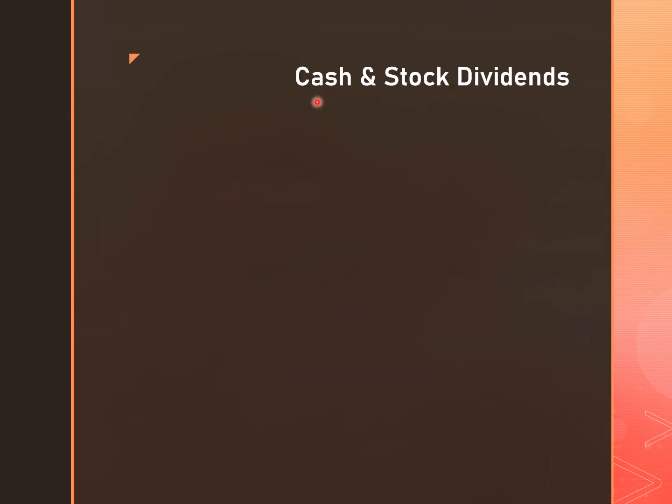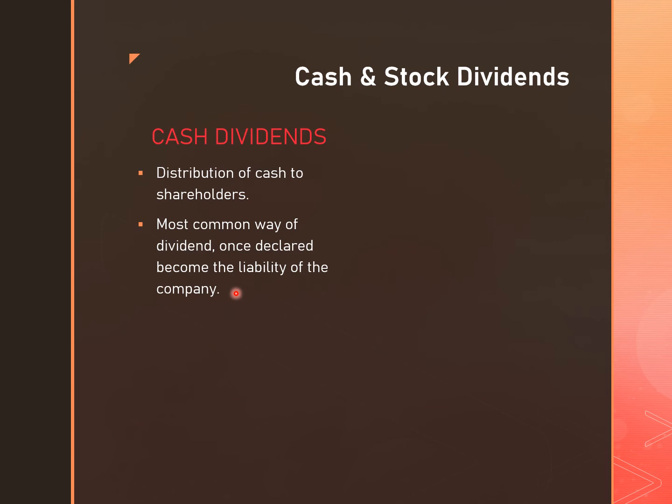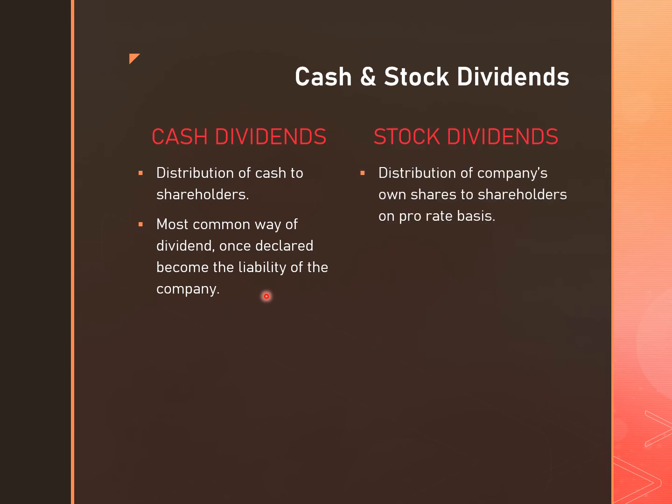Next subtopic kita nak cover mengenai cash and stock dividend. The first one adalah cash dividend, which is the distribution of cash to the shareholder, the most common way of dividend. Once declared, it becomes the liability of the company. Next adalah the stock dividend, which is the distribution of company's own shares to the shareholder on a pro-rate basis. Alright, this one apabila company tu dia tak bayar dividend on cash, instead dia bagi share company dia sebagai dividen kepada shareholder.